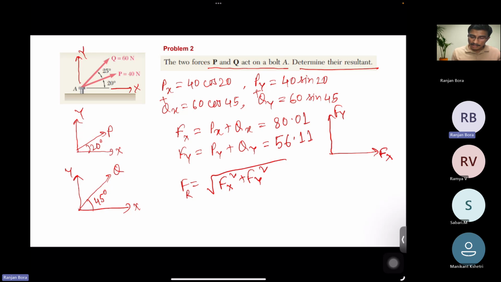We have already seen that if two forces act at an angle of 90 degrees, then their resultant is given by this formula. So here we'll put fx 80 square plus 56.11 square. The resultant is 97.71 Newton.